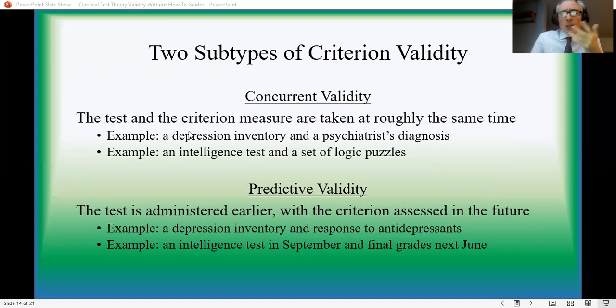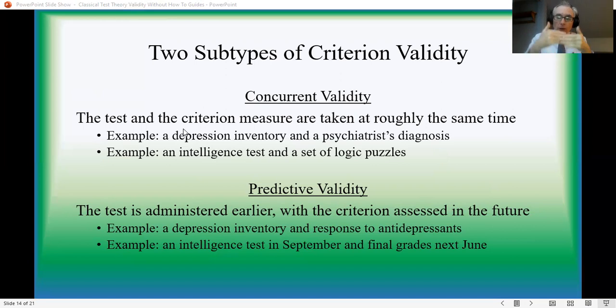Concurrent and predictive. They're actually pretty easy to tell apart, and on a theoretical level, they're not that different. What's different is the time frame. That's all. Concurrent means at the same time. So I'm giving people the test and administering whatever the criterion measure is in more or less the same time frame. Might be in one session, might be a few days apart, but there's no reason to think that anything would have changed in the meantime. So if we have you complete a depression inventory, and later that day perhaps you're interviewed by a psychiatrist who doesn't see the results of the inventory, because that would be contamination of the results, and the psychiatrist is diagnosing you, well, to what extent they match up is a good measure of concurrent validity.